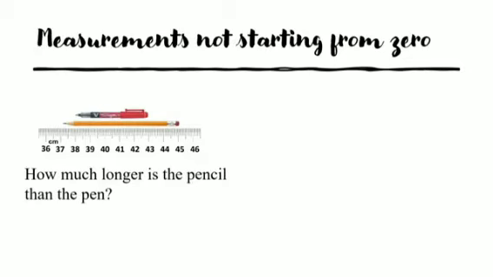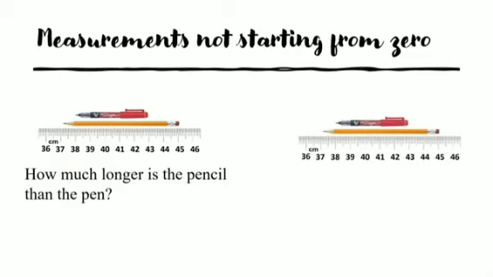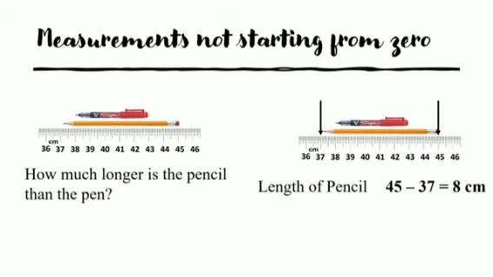Suppose you were asked to find how much longer is the pencil than the pen. An easy way of doing this is to count on. However, this might be a tricky exercise for some students. So let us look at another way of getting this answer resolved. Let us reproduce the diagram. We can first find the length of the pencil by examining the endpoints. Here and here are the endpoints of the pencil, so that the length of the pencil will be equal to 45 minus 37 equals 8 centimeters.